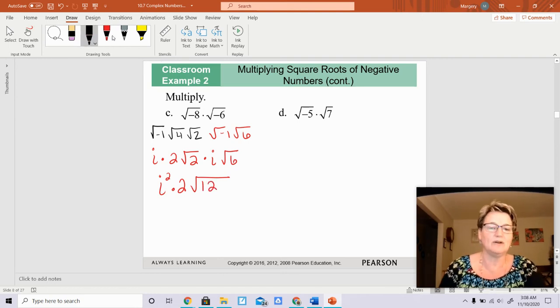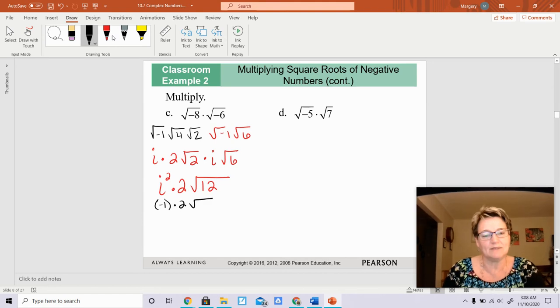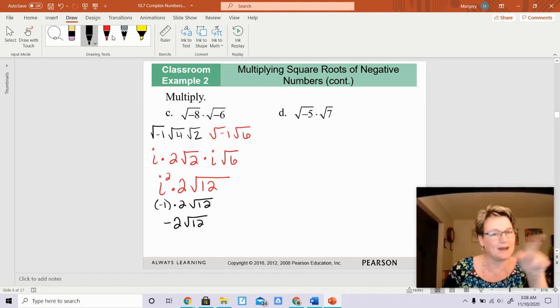The square root of 2 times the square root of 6 is the square root of 12. So I'm trying to show all my steps. I know that i squared is -1. -1 times 2 times the square root of 12 gives me -2 square roots of 12. You would think I'm finished, but I'm not.